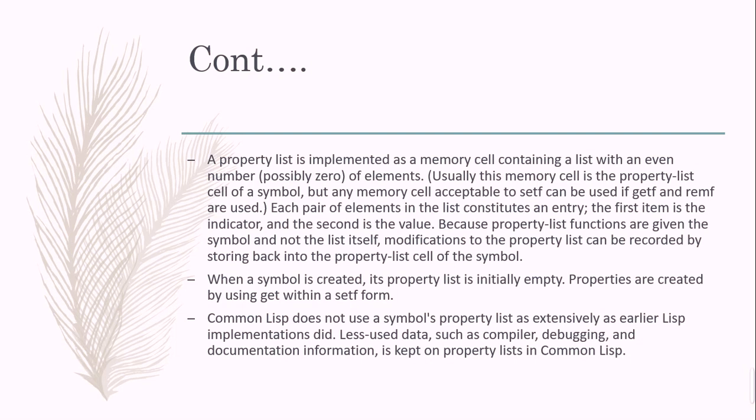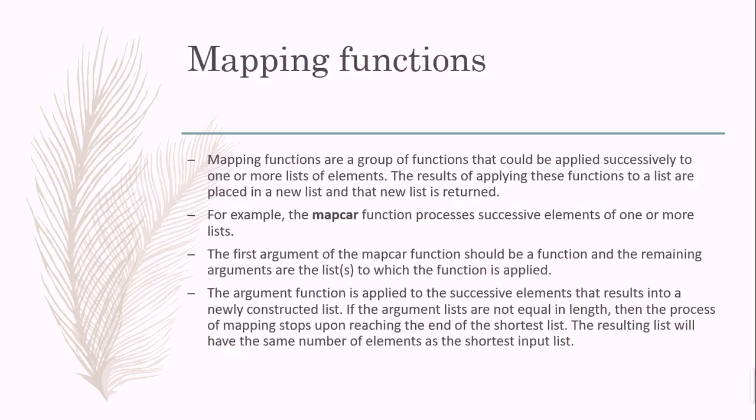Common Lisp does not use a symbol property list as extensively as earlier Lisp implementations did. Less used data such as compiler, debugger and documentation information is kept on property lists in Common Lisp. Now comes the next part, that is mapping functions.